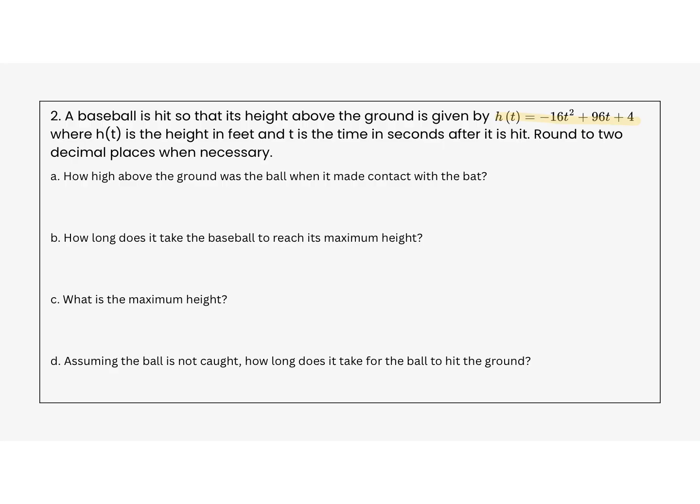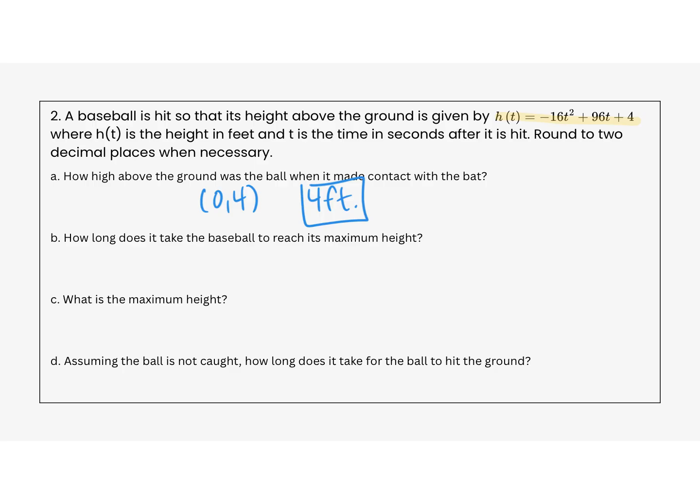So first question says, how high above the ground was the ball when it made contact with the bat? So when it makes contact, that means the initial. So that's the y-intercept, right? When we plug in 0 for time. So we already learned that that was 0, 4, which means that it was 4 feet above the ground.